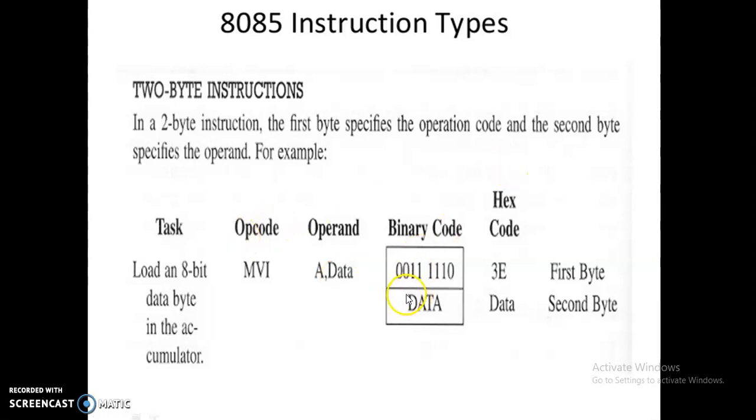So this was converted into the equivalent hexadecimal code. The instruction move immediate A was converted into the hexadecimal code 3E. And the data is the input given by the user during the execution of the program. The task of this code is to load an 8-bit data byte into the accumulator. Here the data was moved to the accumulator A.